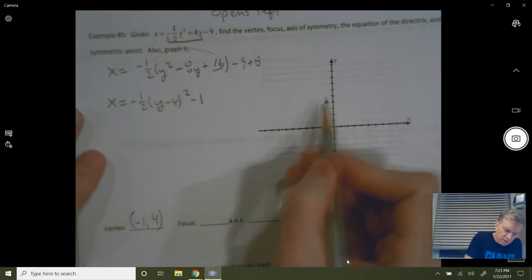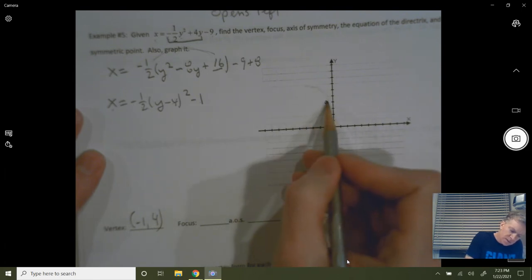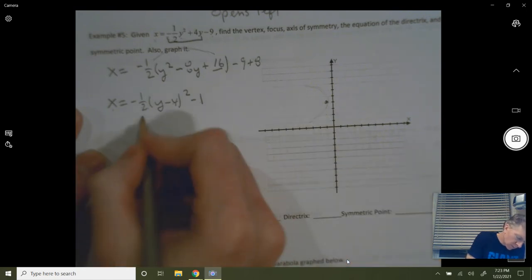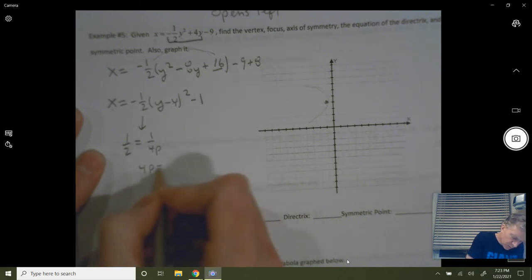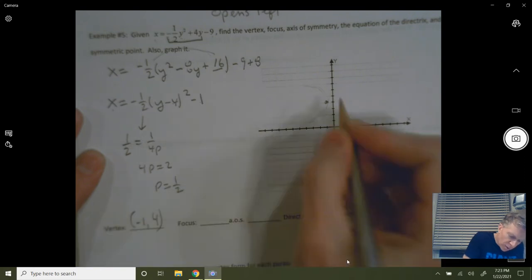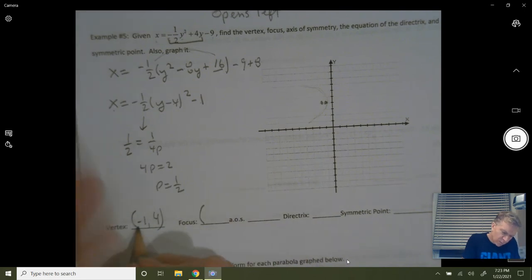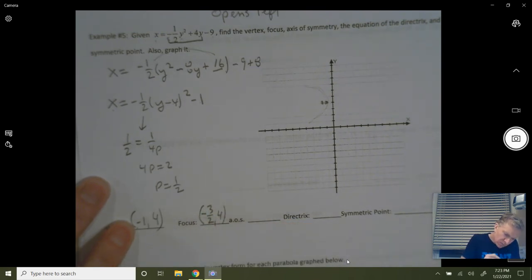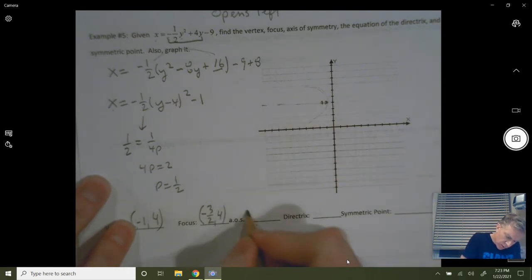Let's find our p-value to see how far to the left. If it opens left, that means our focus is to the left. You're always opening towards your focus and away from your directrix. So 1/2, that value is equal to 1 over 4p. So you get 4p equals 2, or p equals 1/2. I'm going to go 1/2 to the left. That's going to be my focus. If I'm at negative 1 and I go 1/2 to the left, that's negative 1.5, or negative 3/2, comma 4. The axis of symmetry is this horizontal line, y equals 4.